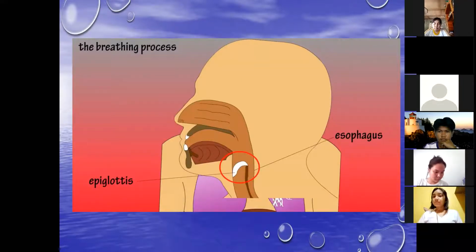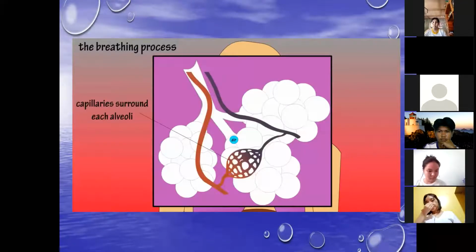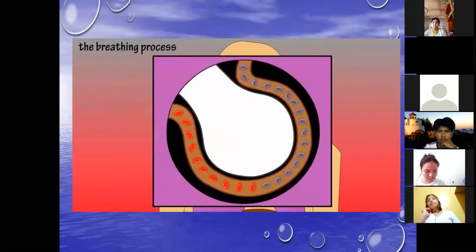Anyways, back to airflow. So air continues down the trachea and enters the bronchi. From there it enters into smaller bronchioles and finally into the alveoli, which are surrounded by a network of capillaries. And this, folks, is where the magic happens. Oxygen enters the alveolar sac and the gas exchange occurs.